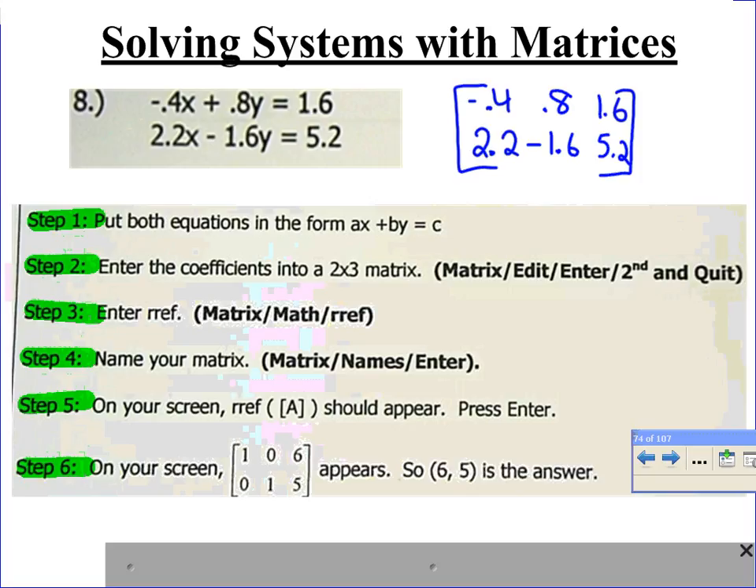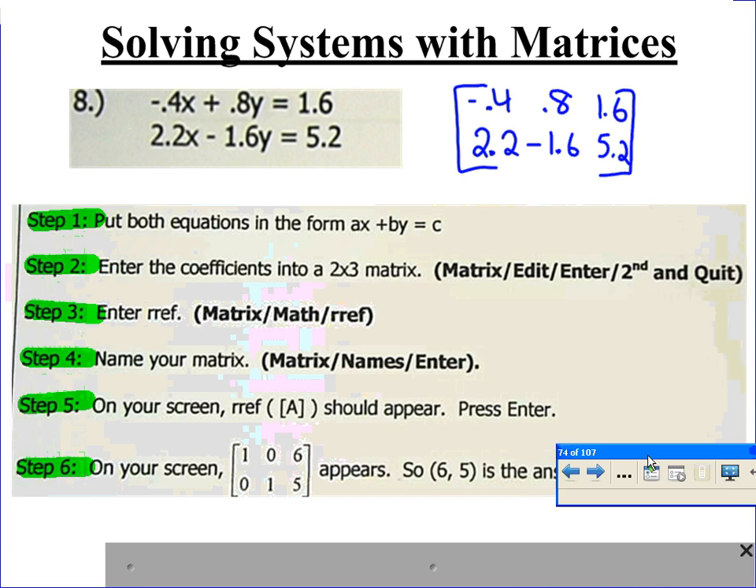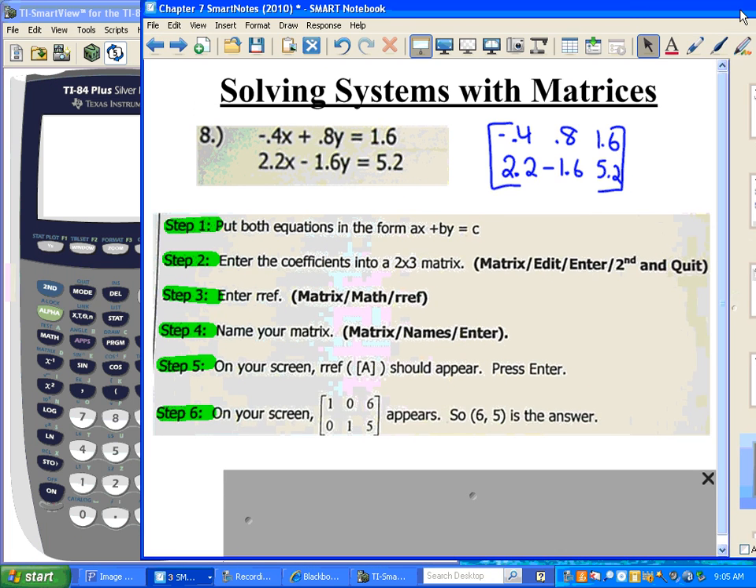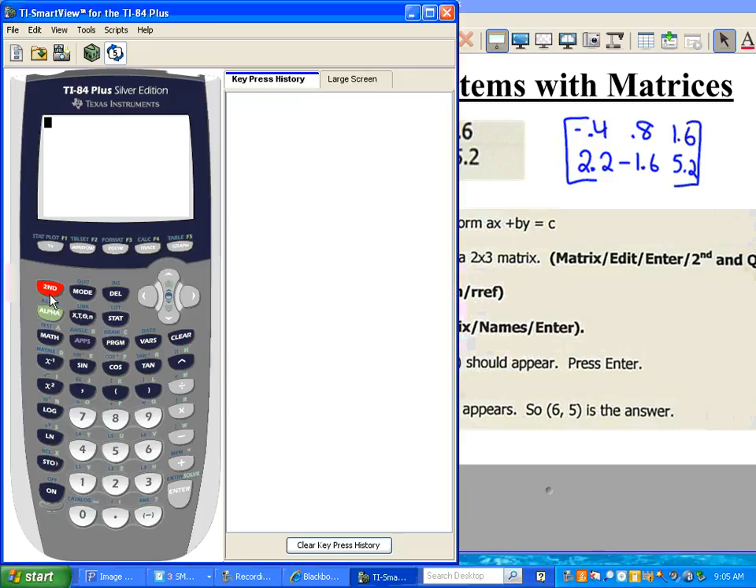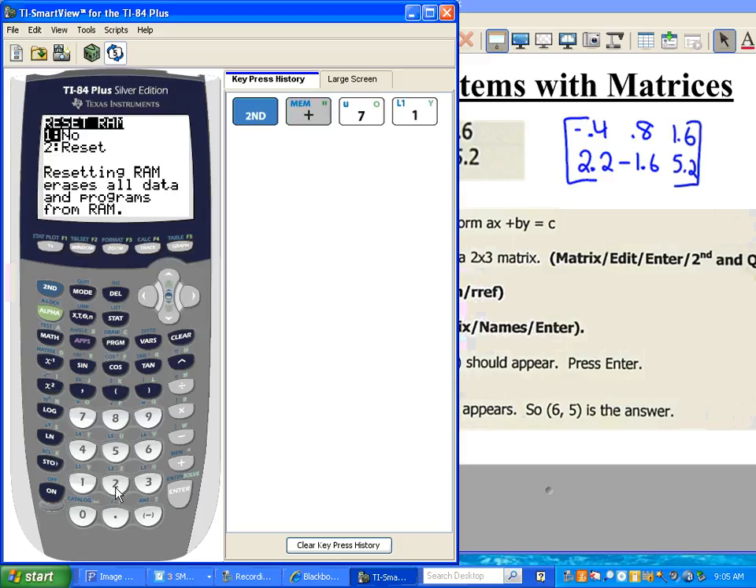All right, so leaving that on your paper, I want you to go to your calculator with me. Stay with me on this one. So the first thing I want you guys to do is clear the memory, just to make sure we're all on the same page. So second plus 7, 1, 2, enter. Second plus 7, 1, 2, enter. Maggie, I think yours is kind of like that.